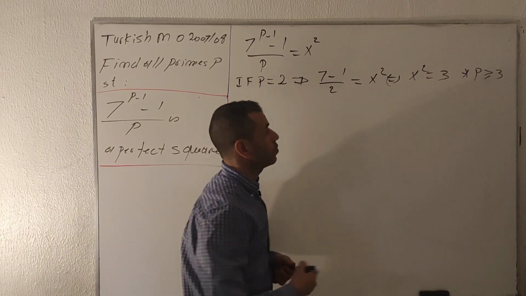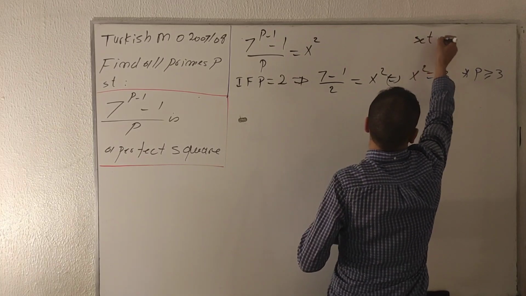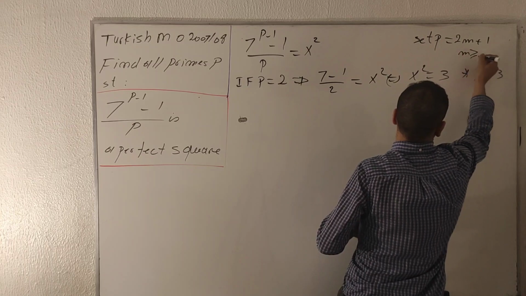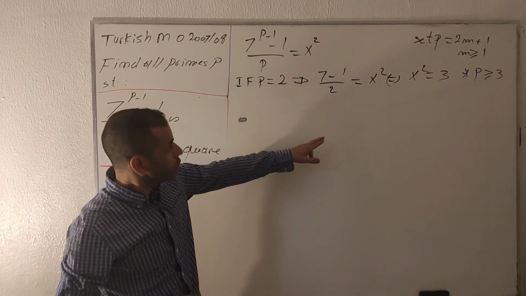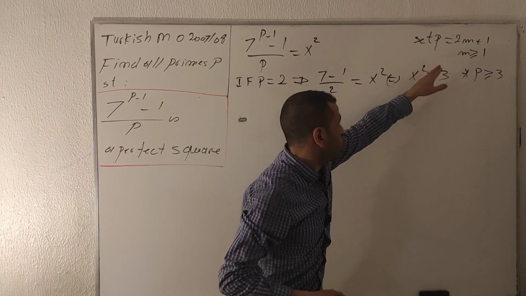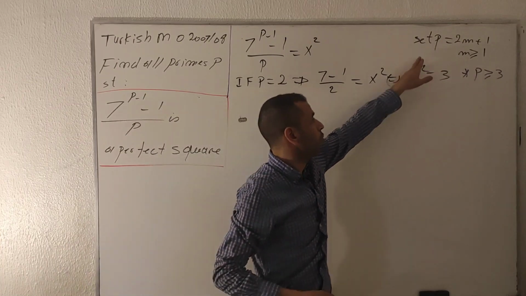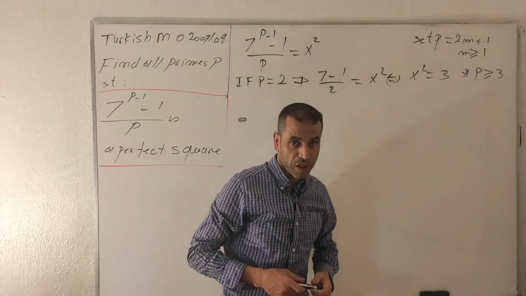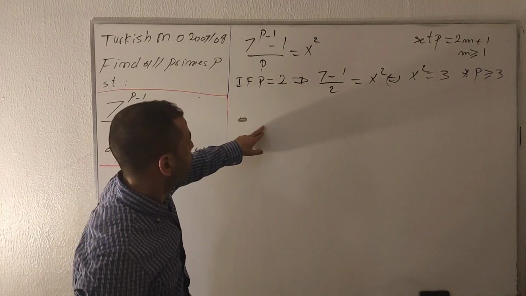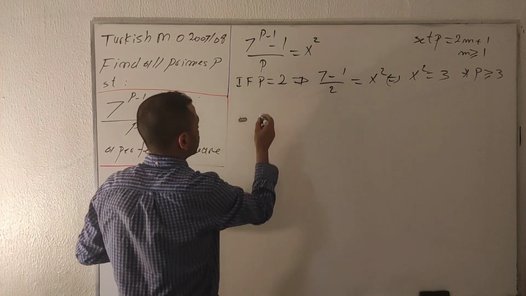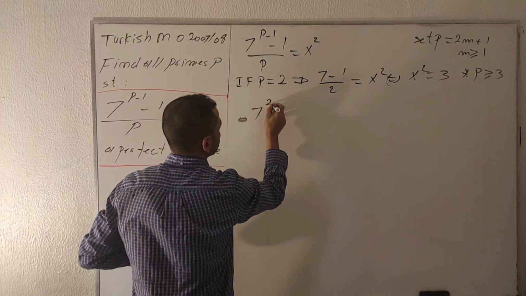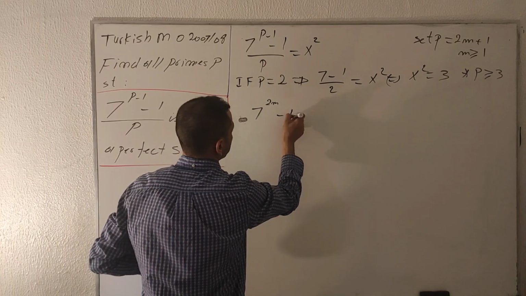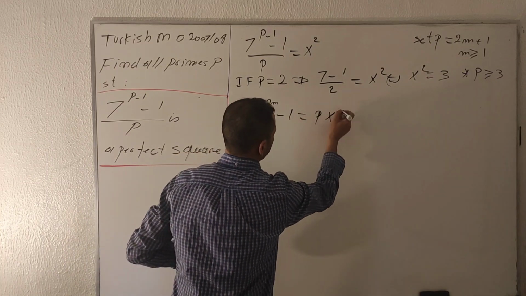If p is an odd prime, let's set p equals 2m plus 1, where m is some natural number. Why am I writing it in this form? Because this is the standard form for the odd integers, and every prime other than 2 is an odd integer. Next, replace p minus 1 with its value, so we'll have 7^(2m) minus 1 equals p multiplied by x^2.